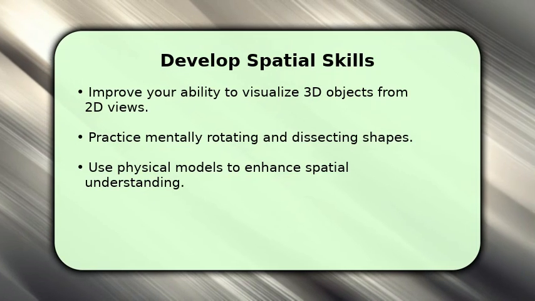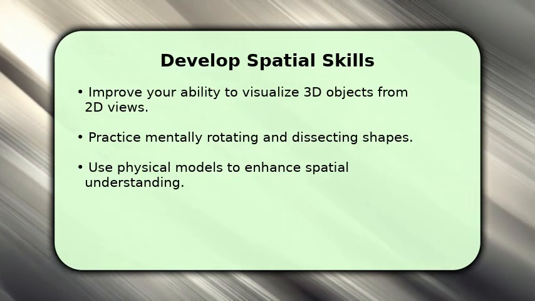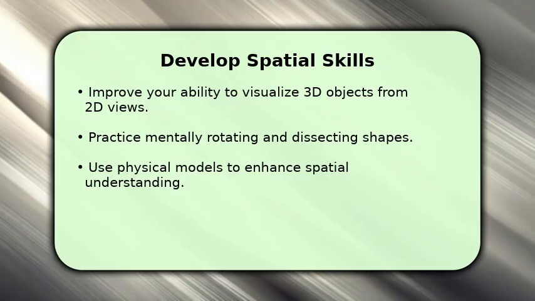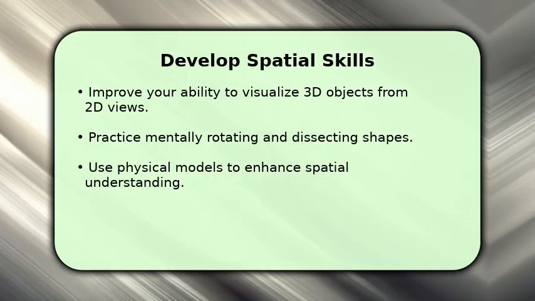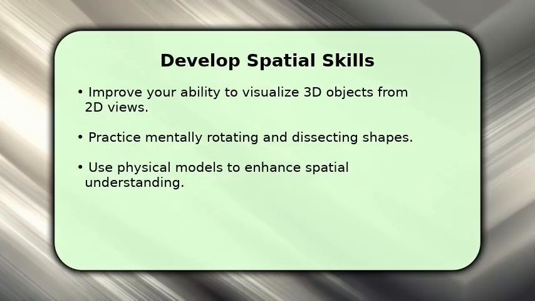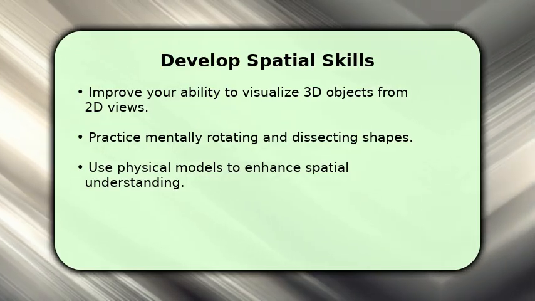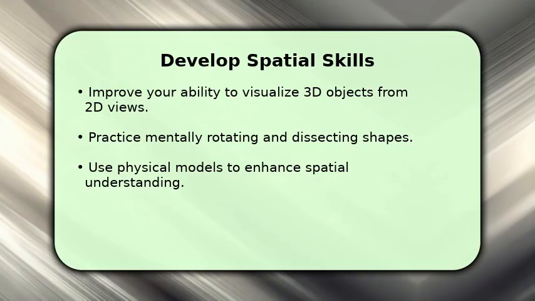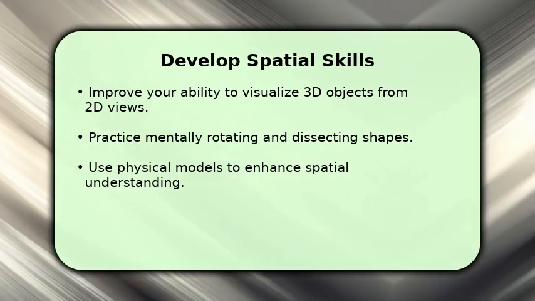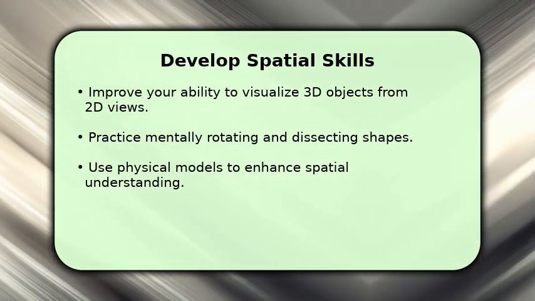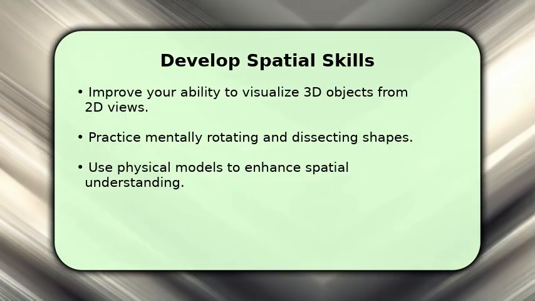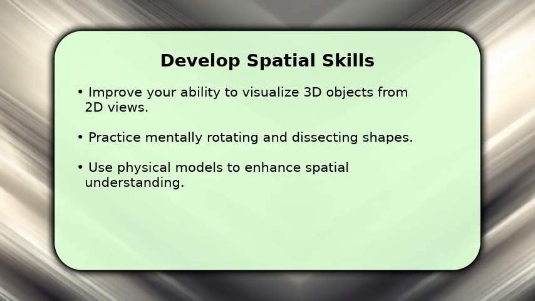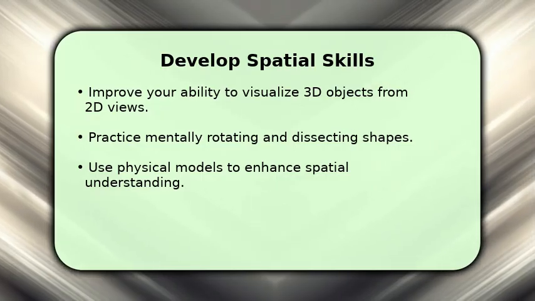Developing strong spatial reasoning is crucial for success in engineering graphics. Actively work on improving your ability to visualize three-dimensional objects from their two-dimensional representations. Practice mentally rotating and dissecting complex shapes. Using physical models can significantly enhance your spatial understanding. Additionally, sketch objects from many different perspectives to build your intuitive grasp of form.